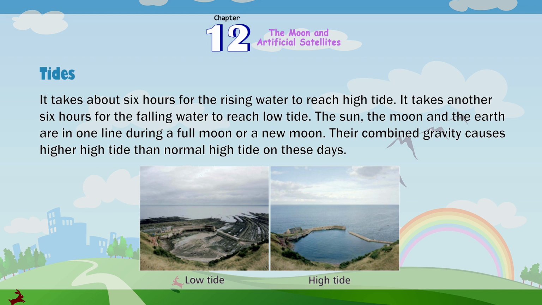The sun, the moon, and the earth are in one line during a full moon or a new moon. Their combined gravity causes higher high tide than normal high tide on these days.